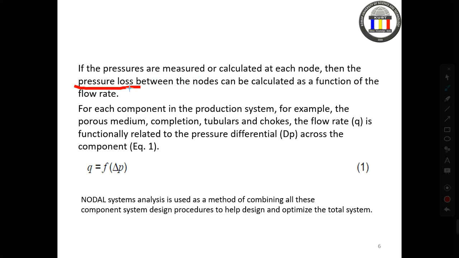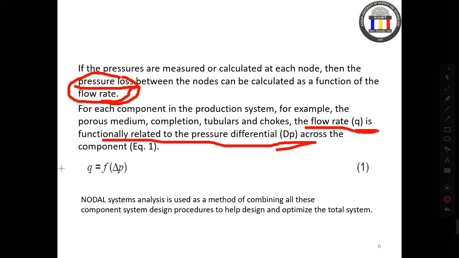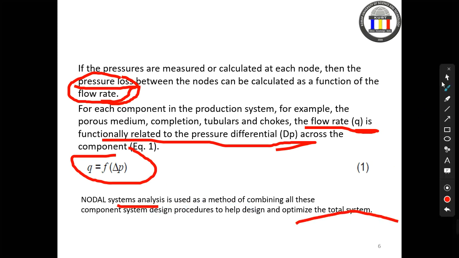Now, this pressure or pressure loss is directly connected with the flow rate. So, pressure loss and flow rate, they are both connected. The higher the flow rate, the more the pressure loss. So, these two are connected with each other. Okay, so flow rate is functionally related with the pressure differential across the component using this equation. So what we do in nodal analysis, we combine all the components and we optimize the pressure losses based on the flow rate.